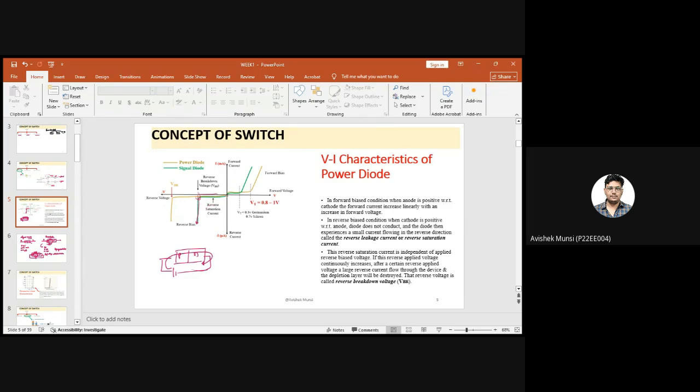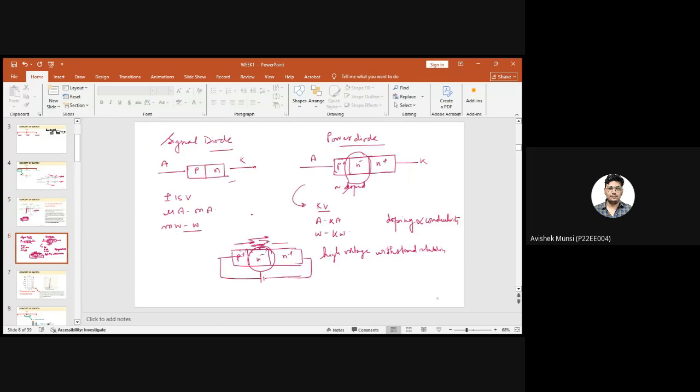So in case of the signal diode, the threshold voltage we know that in case of germanium it is around 0.3 and silicon is 0.7. But in case of the power diode, this threshold voltage, after which the forward bias current starts rising, is called threshold voltage. In case of power diode, it is around 0.8 to 1 volt. So power diode can be categorized into three parts. Okay. So I will go into that later.